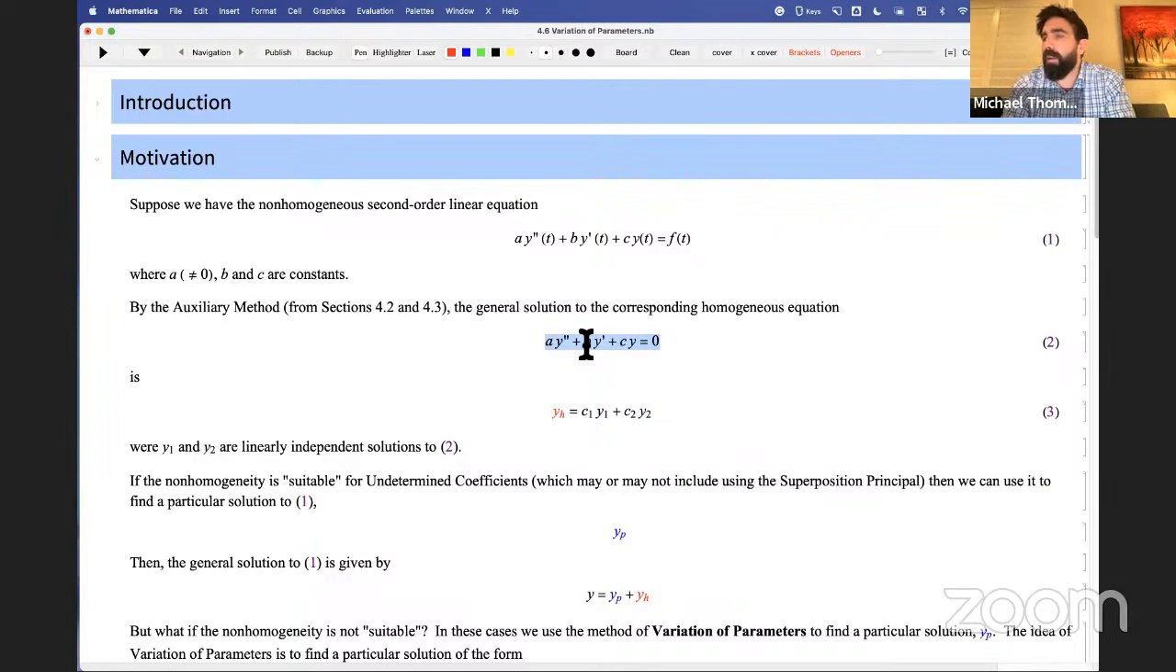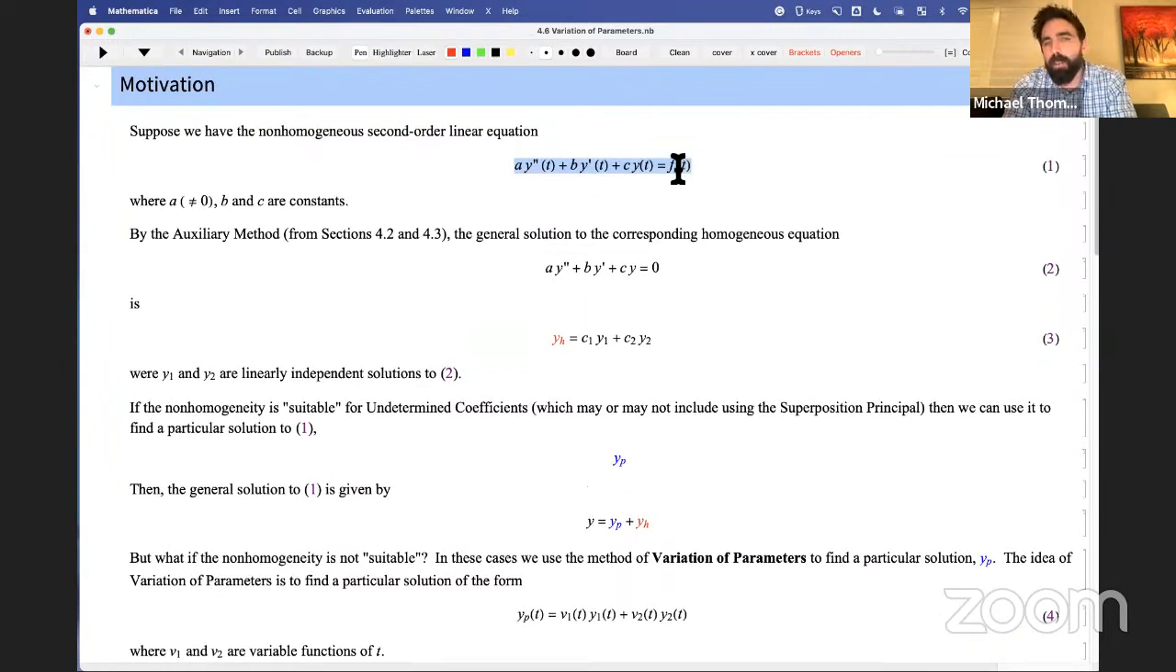It's called yH, right? But if we're trying to find the general solution to this equation, we're also going to need a particular solution. We have the solution to the corresponding homogeneous equation, but we just need one particular solution here. So this is where it gets more interesting. If f of t happens to be suitable for undetermined coefficients, which may or may not employ the superposition principle, then we can find yp using undetermined coefficients.